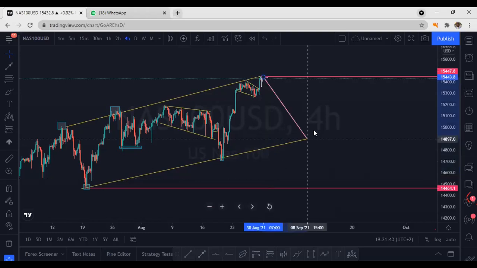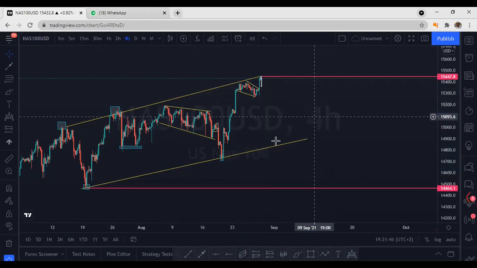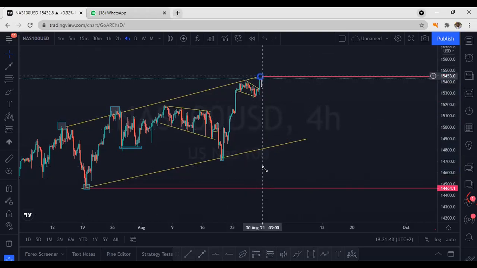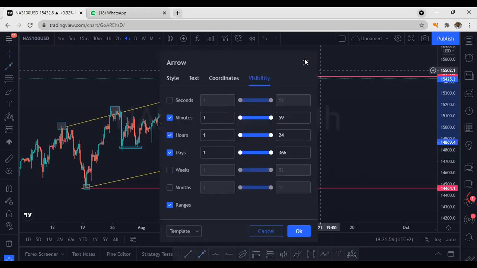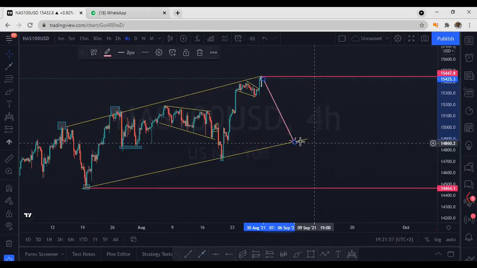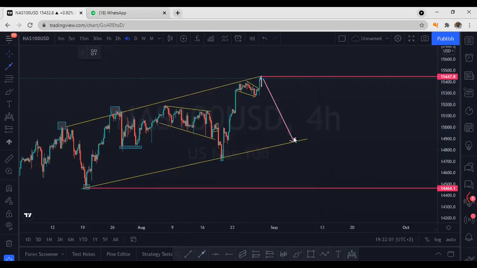So now we can see that the Nasdaq from here on top will be pushing down to create the third touch here. From here, I believe that it will be pushing up again. Okay, that's what I'm thinking. That's what I'm seeing. Guys, any question regarding Nasdaq?